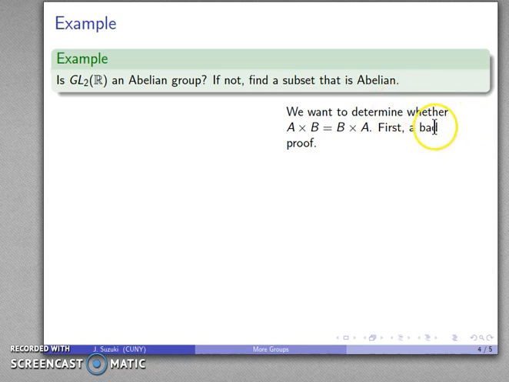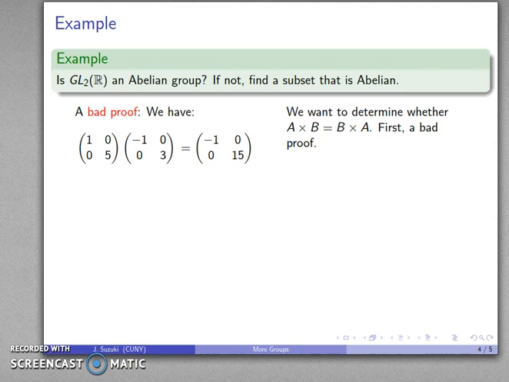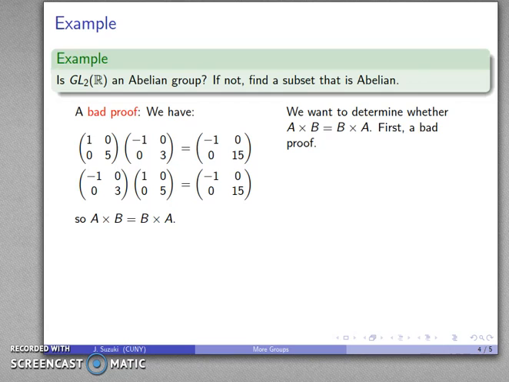And we'll start off with a bad proof. Here's a bad proof that it's Abelian. So I'll pick two matrices. This is 2 by 2 matrices with real entries. Well, how about this matrix and this matrix? I'll multiply them together this way, and I'll get this product. And then I'll switch the order of multiplication. So I'll switch that order, and I end up with, lo and behold, it's the same product. And so now I have a proof that A times B is the same as B times A.